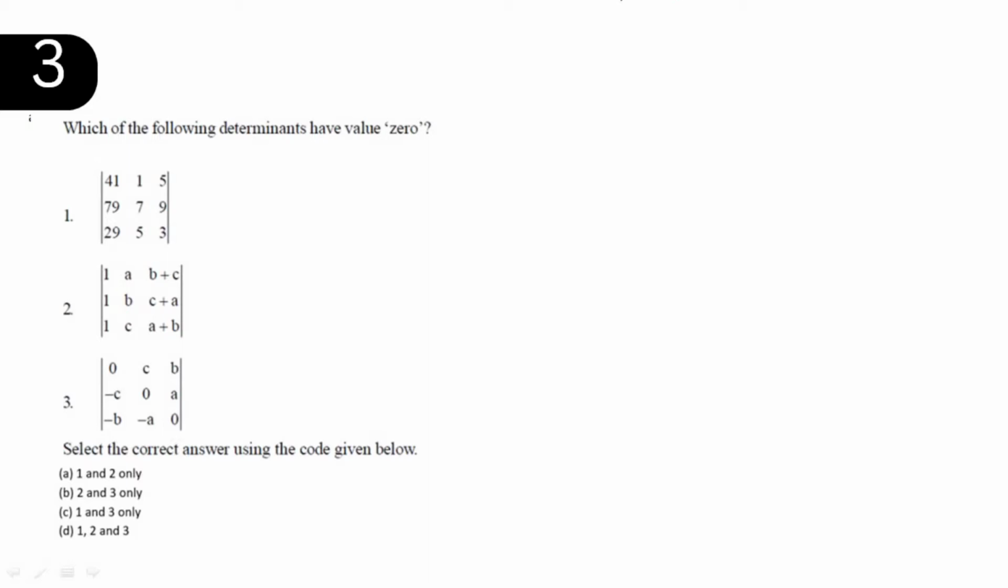We can check one by one. We just have to solve a little bit in each of the determinants, and we can see whether the value is 0 or not. Okay. So we can write it like, what is the first determinant? 41, 79, 29, 1, 7, 5, 5, 9, 3. One thing we can do is solve the determinant the whole way long, then the answer will come. The second thing is we can apply a little bit of mind and trick, and simplify it to its simplest form.